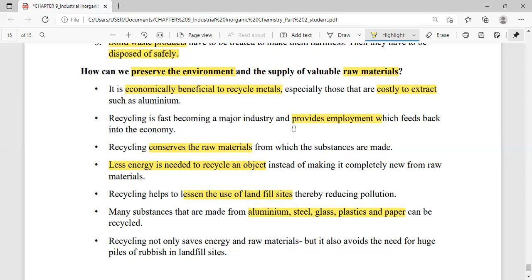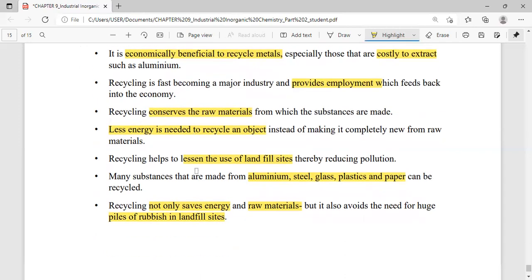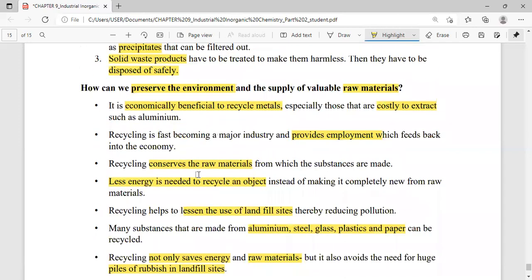To finally conclude, recycling not only saves energy and raw materials, it also avoids the need for huge piles of rubbish in landfill sites. So let's do our part in saving the environment. With this, we finish chapter 9.